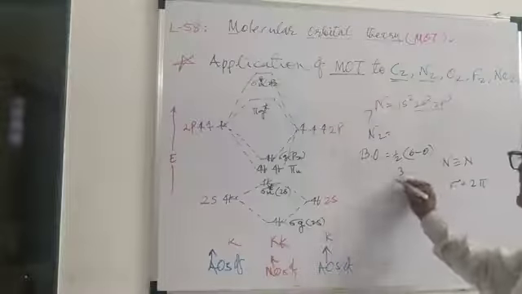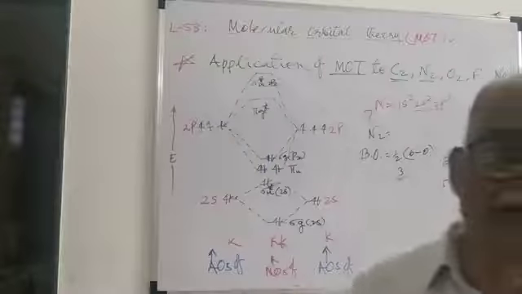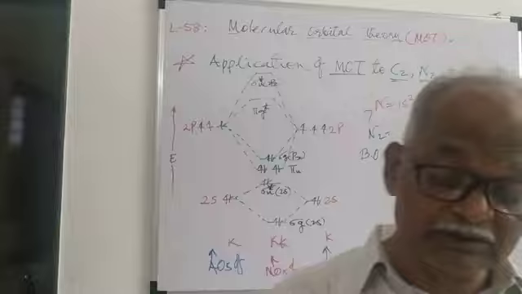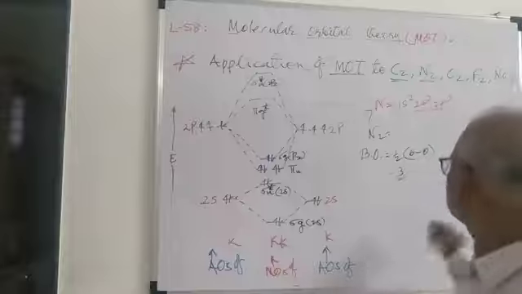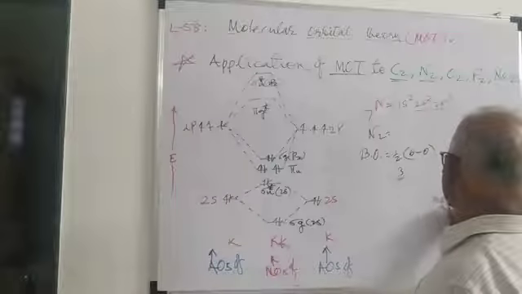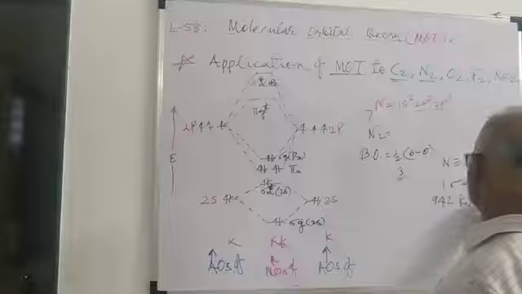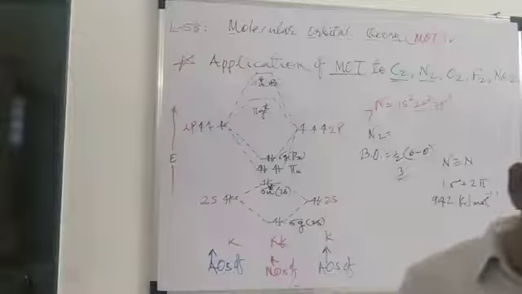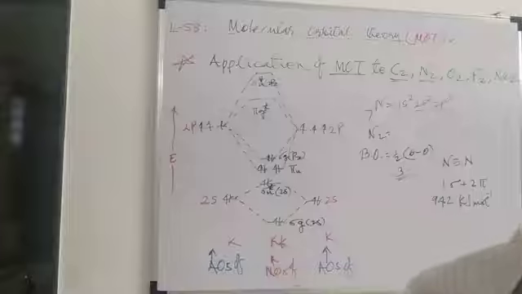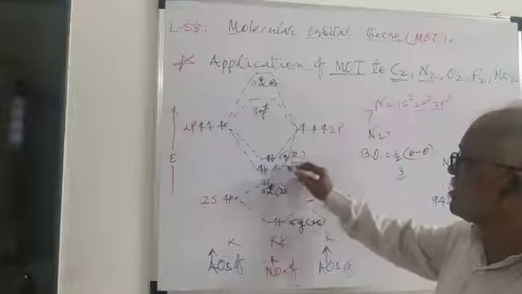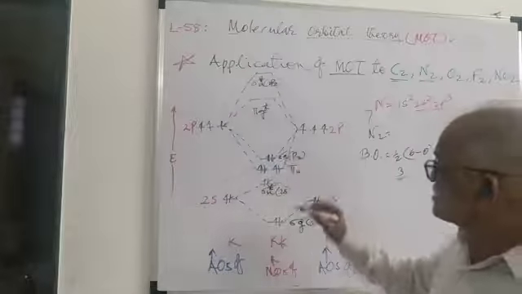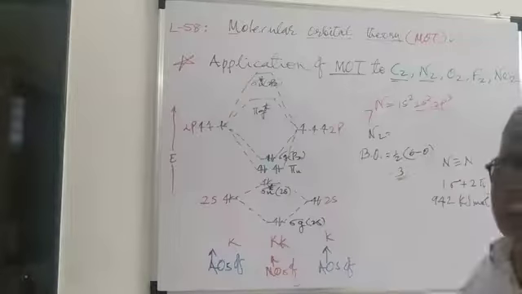The bond multiplicity of 3 shows that this molecule is extremely stable, and it is observed with the help of the dissociation energy, which is 942 kilojoules per mole. 942 kilojoules per mole is the bond dissociation energy. Similarly, you will also see here that all electrons are in the paired state. So this molecule is diamagnetic.